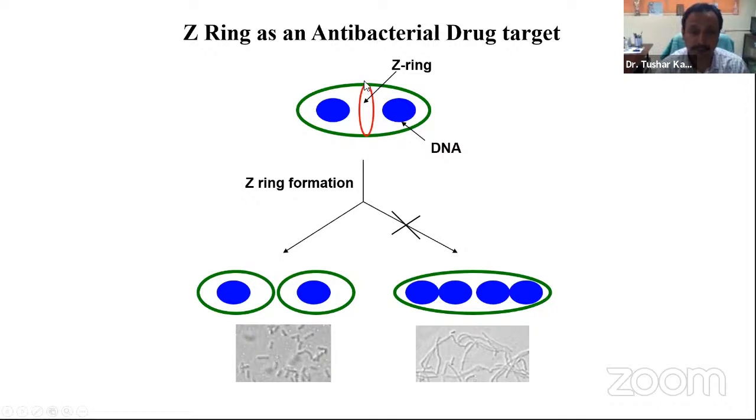But if we can inhibit this ring formation, then what will happen? Cells cannot divide. So nucleoid segregation will take place, but the cell will not be able to divide. So all these filamented cells are single bacteria. So technically their number cannot increase. And after a certain time, what happens? Those filamented bacteria lyse.